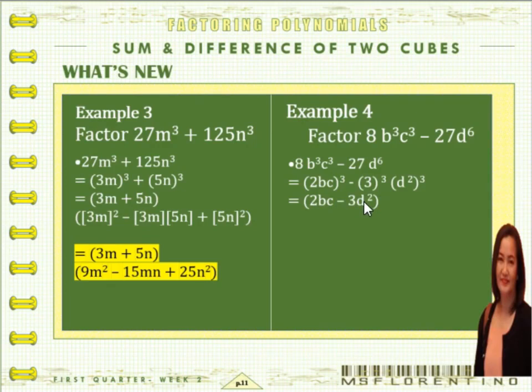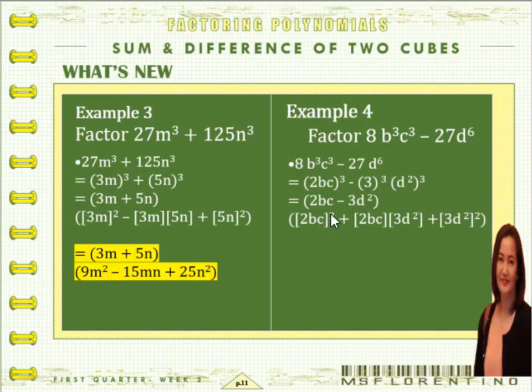For the trinomial factor, we multiply 2bc by itself to get the first term of the trinomial factor. To get the last term of the trinomial factor, we multiply the second term of the binomial factor by itself. 3d squared times 3d squared, or 3d squared raised to the power of 2. To get the middle term, we multiply the first and the second term of the binomial factor, 2bc times 3d squared. We simplify our trinomial factor.